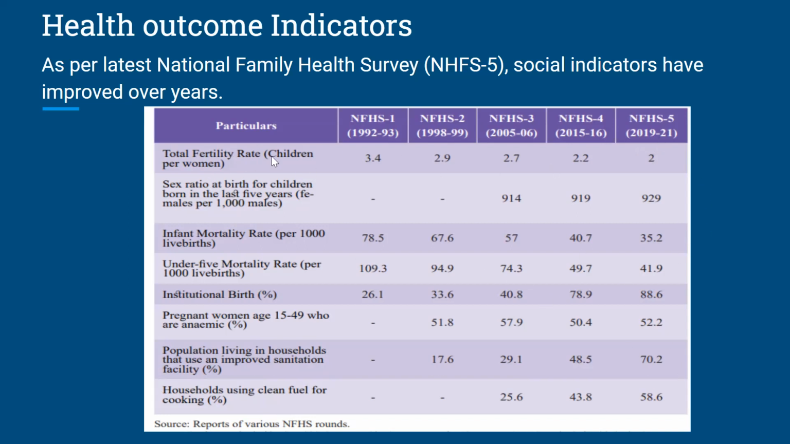You can see the total fertility rate has reduced to 2. It is a positive trend. Sex ratio at birth for children born in the last 5 years has shown an increasing trend from 919 females per 1,000 males to 929 females per 1,000 males. Again, infant mortality rate, under-5 mortality rate, institutional birth, everything. Almost all the social indicators have improved in the succeeding years.